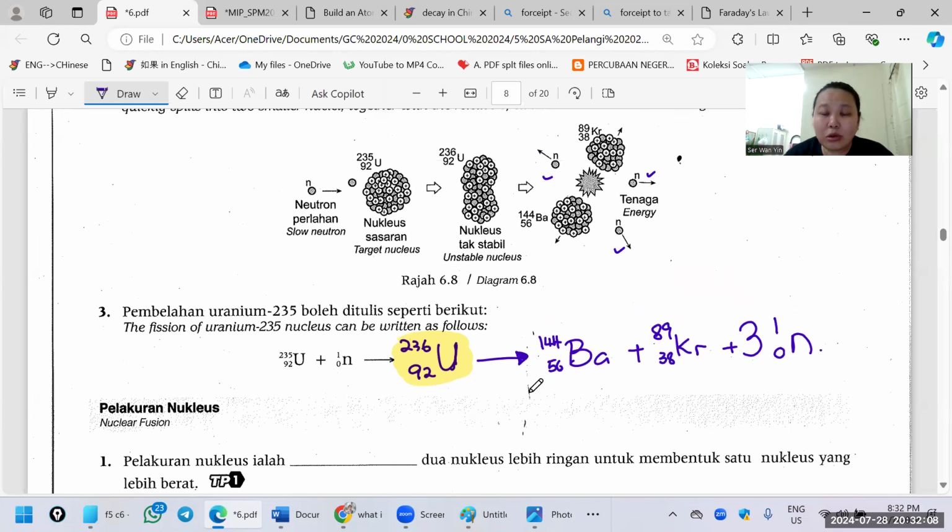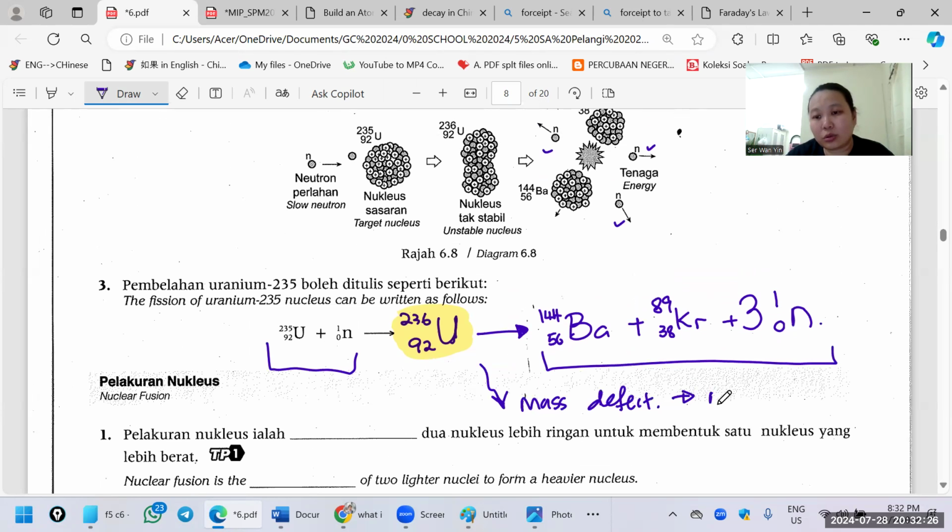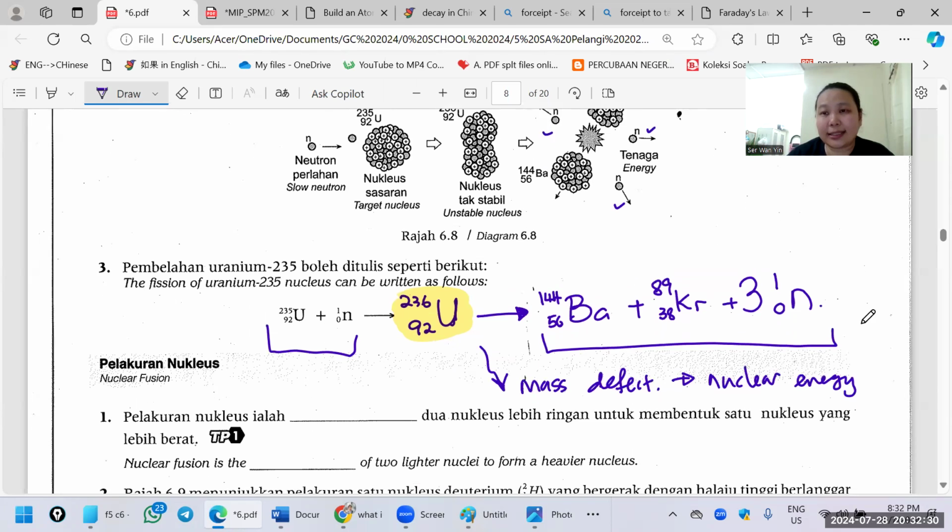Okay, so still got some mass missing out. You total it up, you'll find out they are not equal. A little bit missing out. So the missing part is called mass defect, and mass defect will turn into nuclear energy.